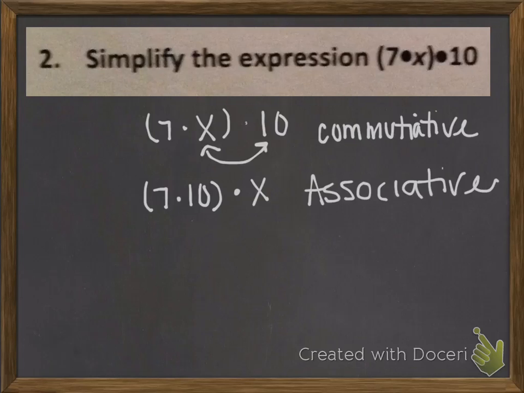Now that we regrouped, we can simplify the expression. 7 times 10 is 70. Bring down your times x. 70 times x is 70x. Again, the number goes in front of the variable, no parentheses or dot in between.